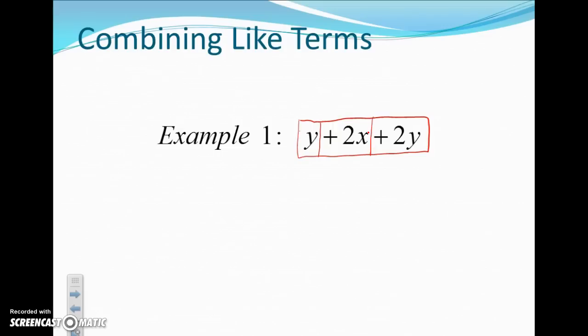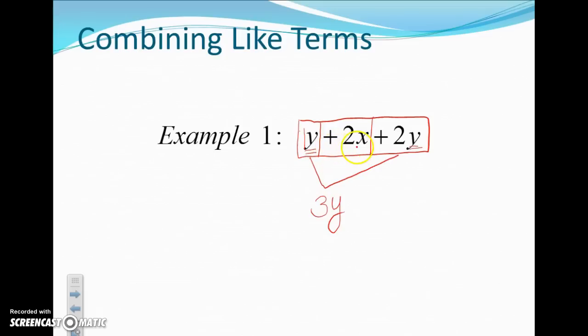Once you do that, you need to find the like terms. Here, like terms are y and 2y. See, they have the same variable raised to the same power. Then you can combine them. Combine means you add or subtract, depending on what operation sign you see. Here, y plus 2y, so you will add y with 2y. Now remember, if you have a variable by itself, you have to put an invisible 1 right there. So 1y plus 2y will give you 3y.